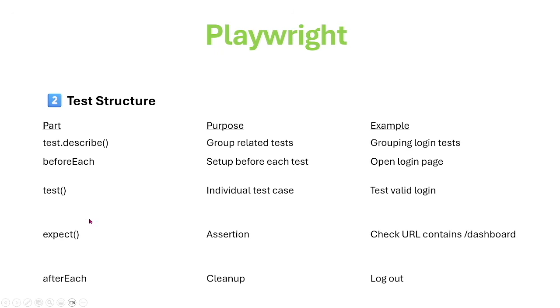Expect, this is an assertion function. Example: check the URL contains dashboard. Check the page contains the text. After each does cleanup, like log out.